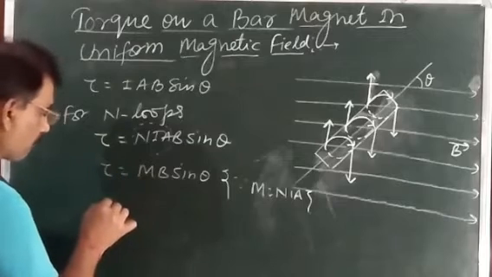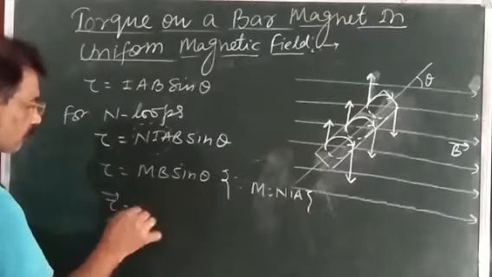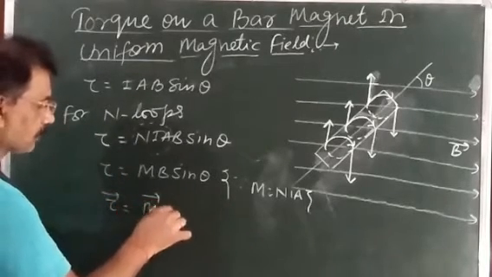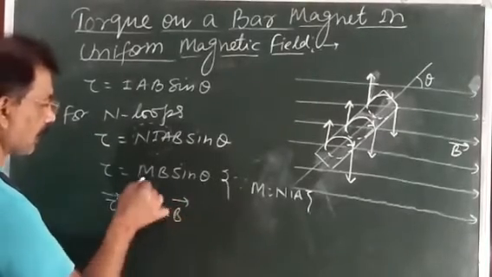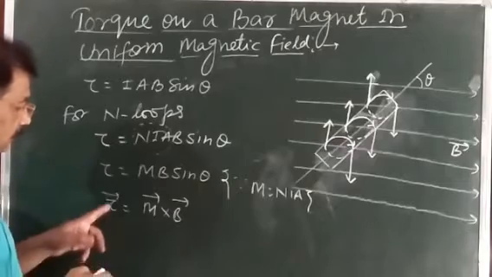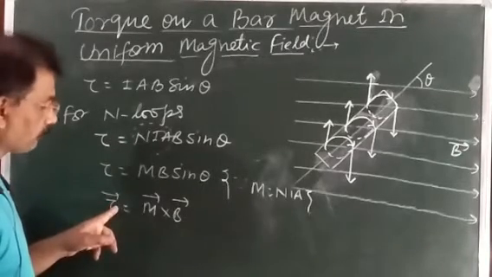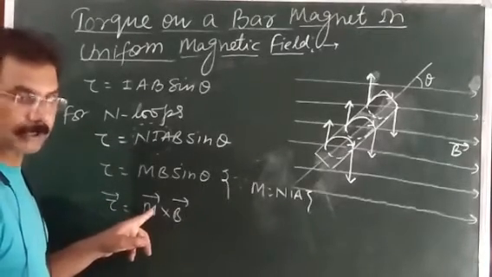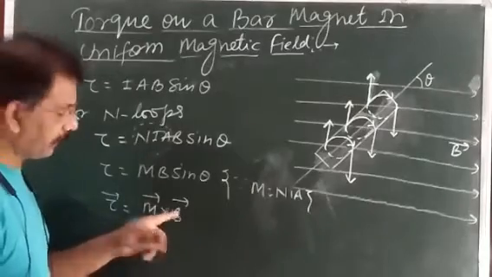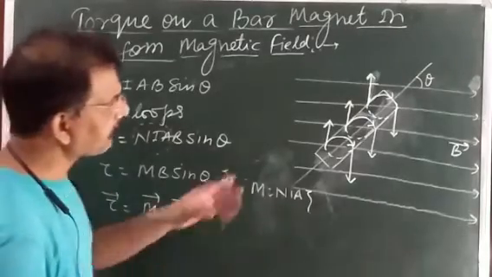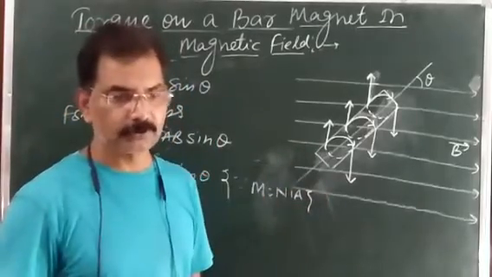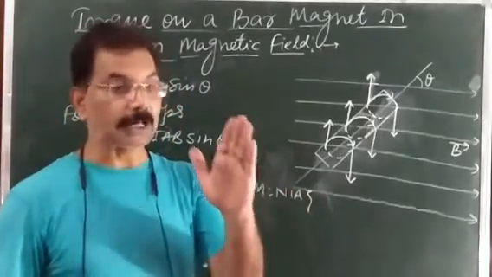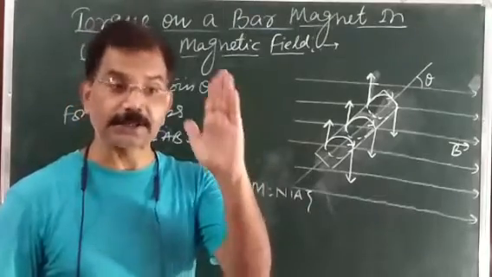In vector form we can write tau is equal to vector M cross vector B, because A cross B, A B sin theta, is like M cross B, M B sin theta. The direction of this torque is perpendicular to the plane of the magnetic moment as well as the magnetic field. Second thing we can consider, already I have discussed in the chapter electrostatics, the torque experienced by an electric dipole in a uniform electric field.